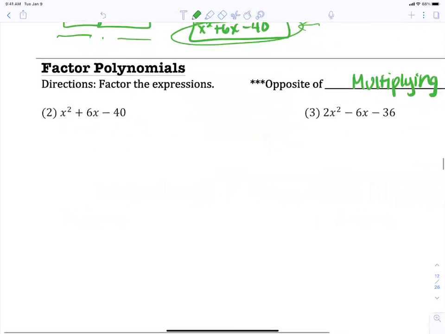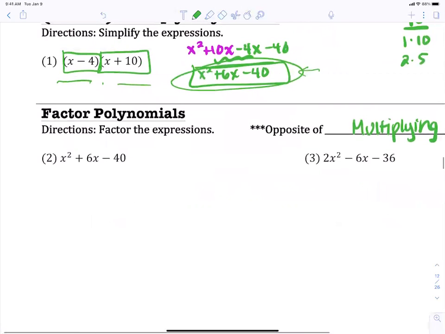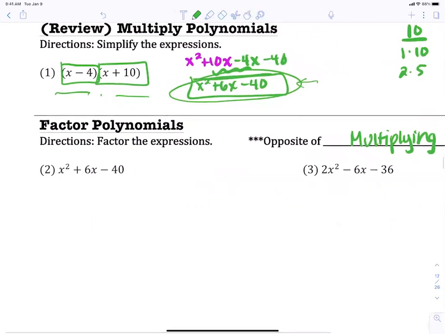So when we go about reversing that process, you're going to notice this is the same exact problem that we solved up here, but we're going to go the opposite direction, because you're probably saying, well, how do we get from this, and get it back into this form? Well, we have a process.